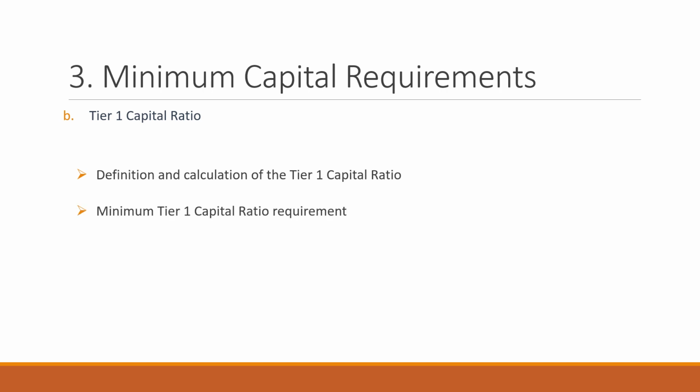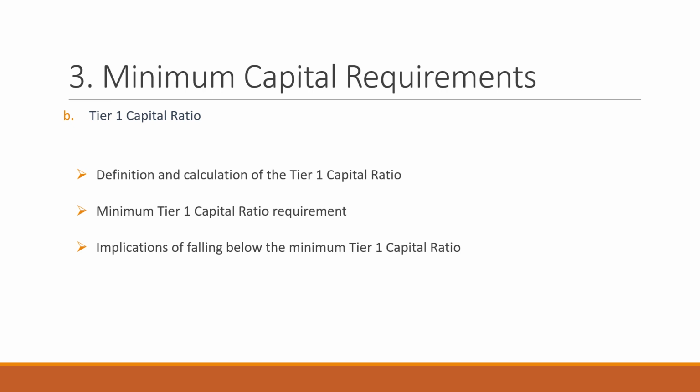Minimum Tier 1 capital ratio requirement. The minimum Tier 1 capital ratio requirement is currently 6%, meaning that banks must maintain a Tier 1 capital ratio of at least 6% of risk-weighted assets. Implications of falling below the minimum Tier 1 capital ratio.